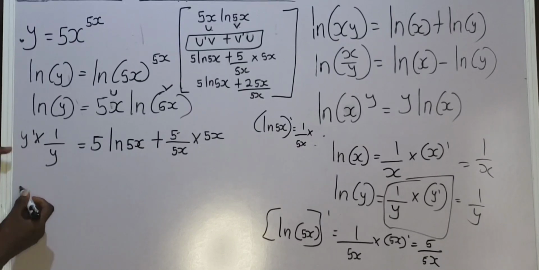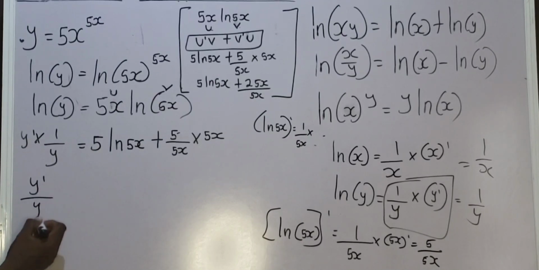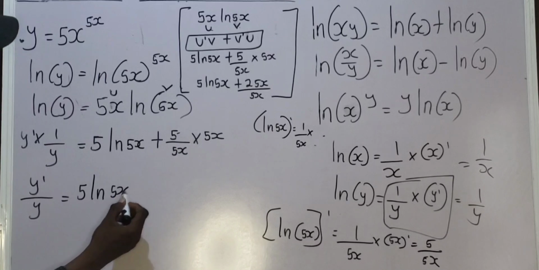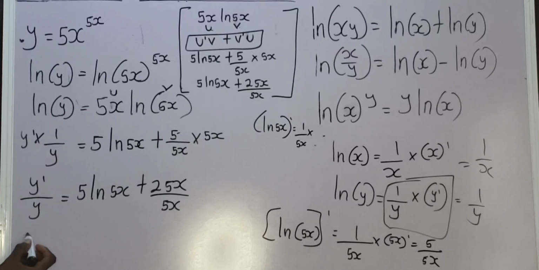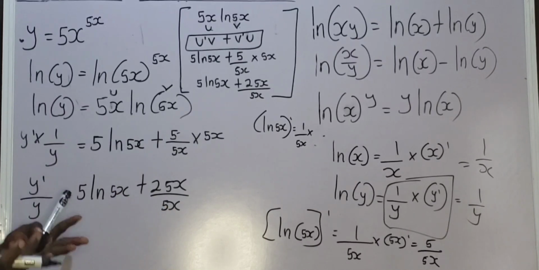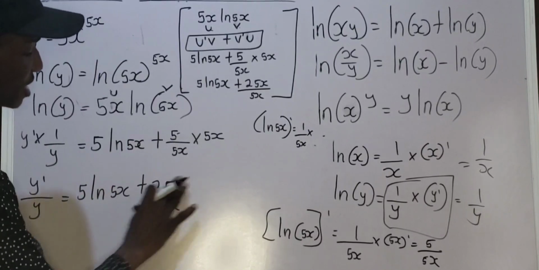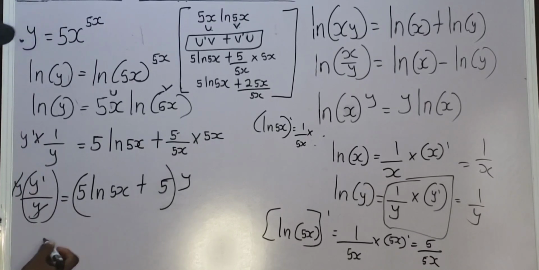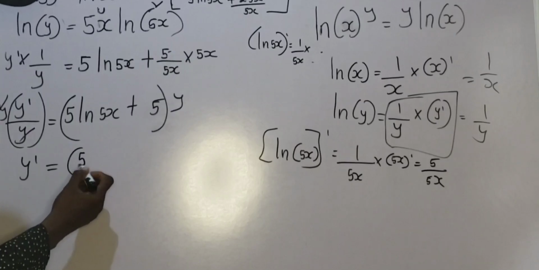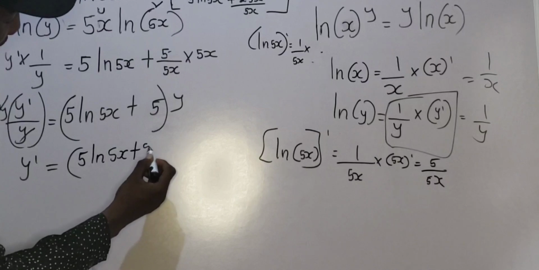So let's proceed. For this, I'm going to have the derivative of y over y equal to 5 ln 5x plus 25x over 5x. You understand? Don't forget, 25x divided by 5x is 5. So instead of writing 25x over 5x, I'm going to erase this and put 5. The next step is to multiply both sides by y because I'm only looking for the derivative of y. So in order to eliminate this y at the denominator, I'm going to multiply both sides by y. So this y will cancel this y. So I'm left with the derivative of y equal to 5 ln 5x plus 5, multiplied by y.